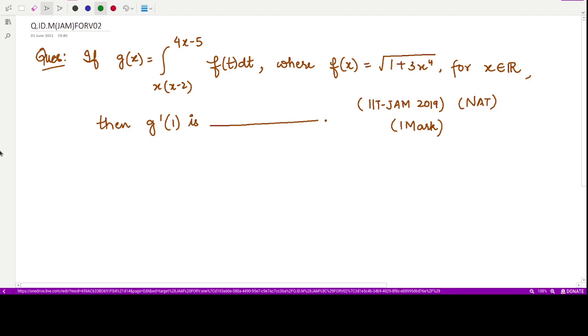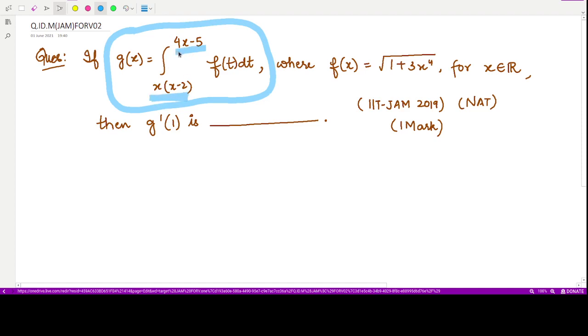In this video we shall see another question from JAM 2019, and this question is of 1 mark. This is a numerical type answer. In the question they are asking: if g of x is defined in this way, we have this function g of x, which is defined as the integral of some other function with variable limits. What is this function? It is given to be square root of 1 plus 3t raised to power 4, where x is a real number. They are asking what is the value of the derivative of this function g evaluated at the point 1.